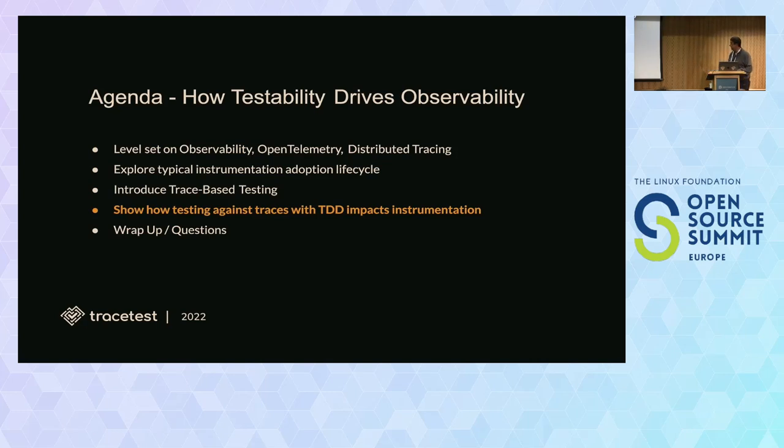So this should say demo instead of show how tracing against testing against traces with TDD impacts instrumentation. As we go through this, we're going to end up using test-driven development. So I'll write my test first, and then I will implement code changes, and then we'll run the test. We'll run the test with it failing first, and then we'll change the code, and we'll see that the test gets better. I'm going to start off the demo, though, with just a basic, this is how you build a trace-based test, a normal one.